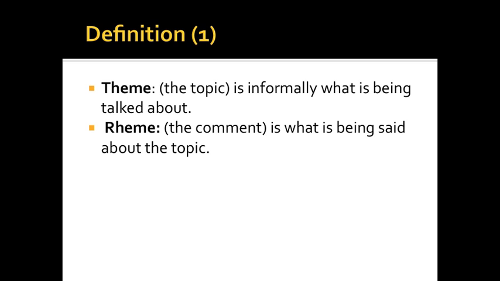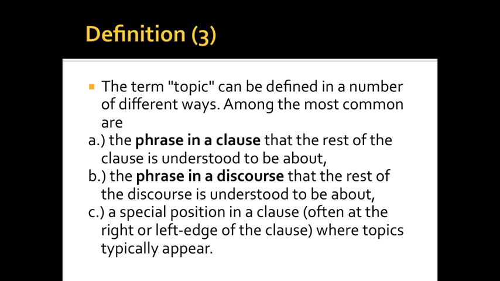Before we learn how to achieve cohesion with theme and rhyme, we need to understand the definition of these two terms first. Theme usually means topic. It's informally what is being talked about. That's the topic, the focus of your sentence. Rhyme is a comment. Usually, rhyme is what is being said about the topic. So, first of all, you need to mention the theme, that's your topic, and then you write up the rhyme to comment or give more information about the theme. Now we're gonna look at some examples.